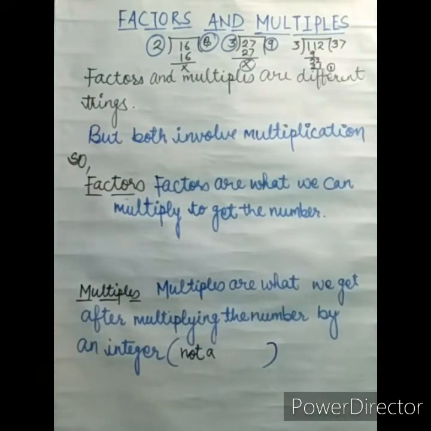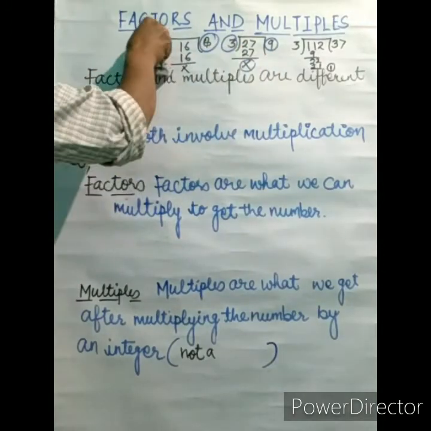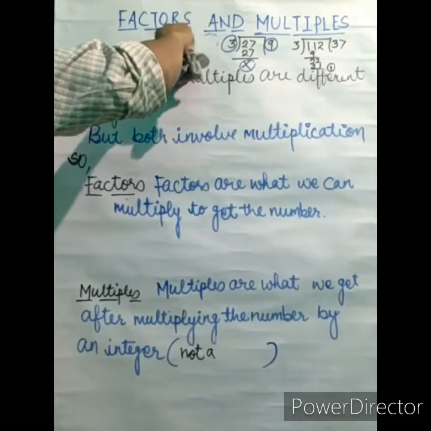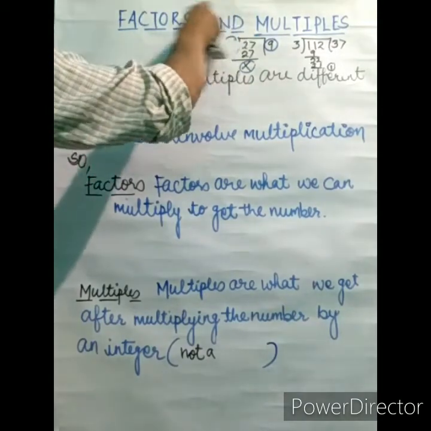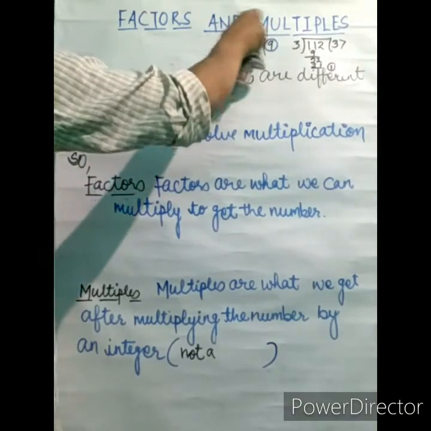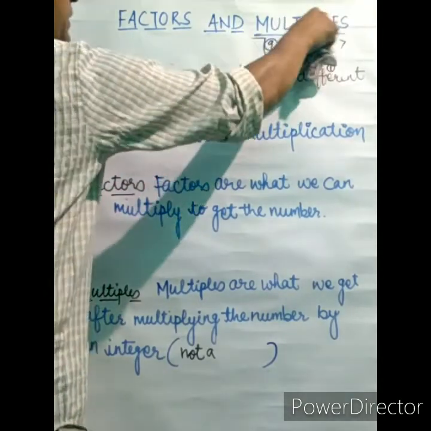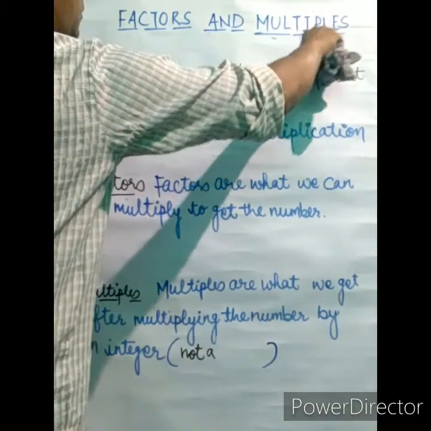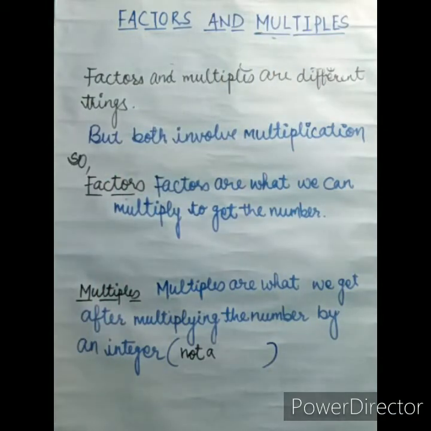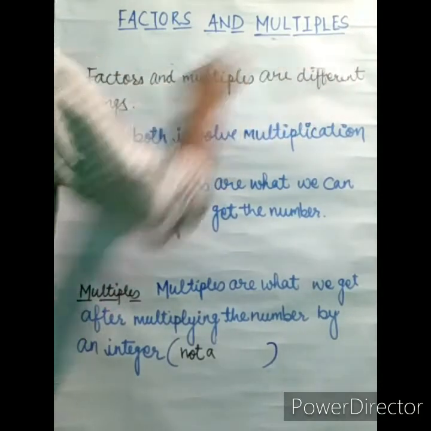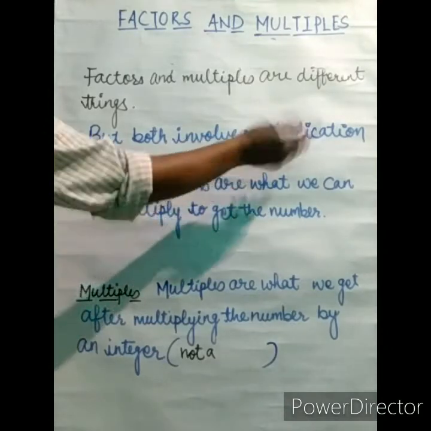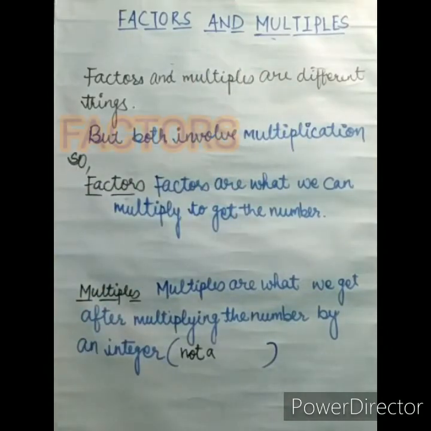Factors and multiples are different things. But how are they similar? They are similar because both involve multiplication. In both, multiplication is involved. You can see, factors and multiples are different things, but both involve multiplication.